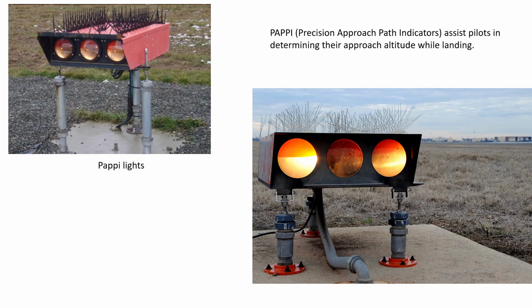PAPI are another type of lighting system that we see at airports. This is a precision approach path indicator. This is used to assist pilots in determining their approach altitude while landing.